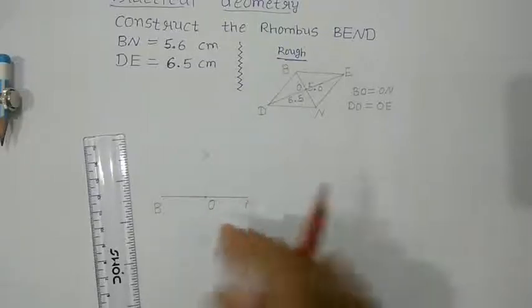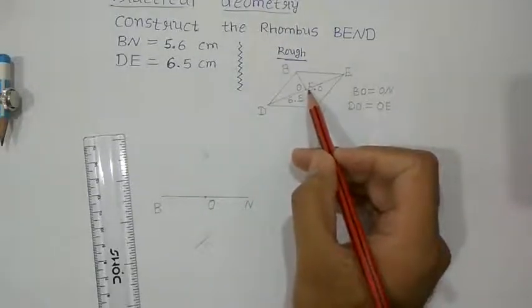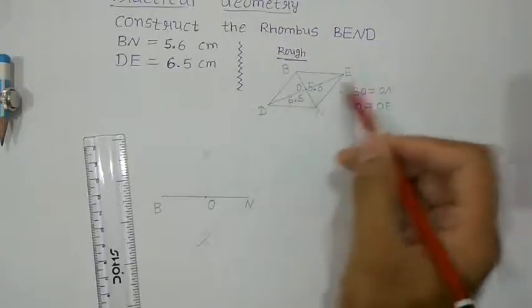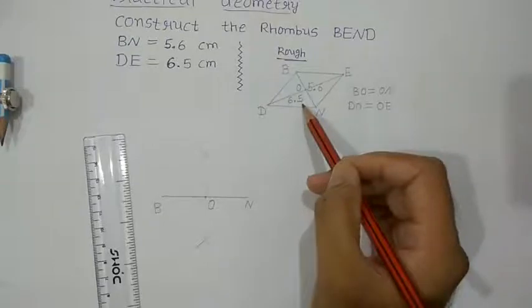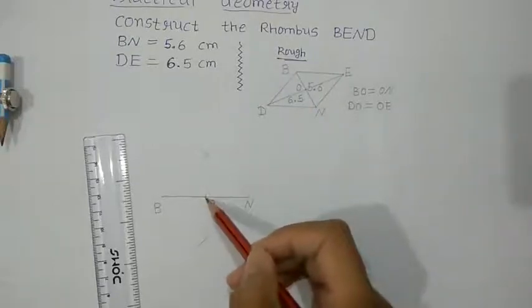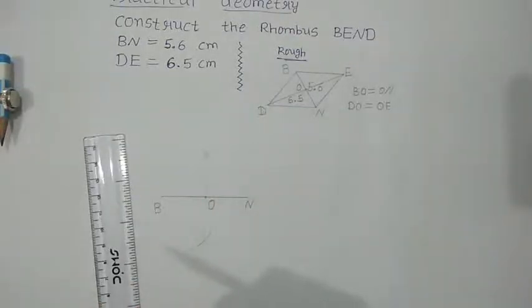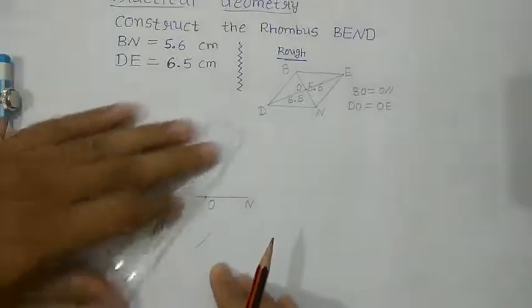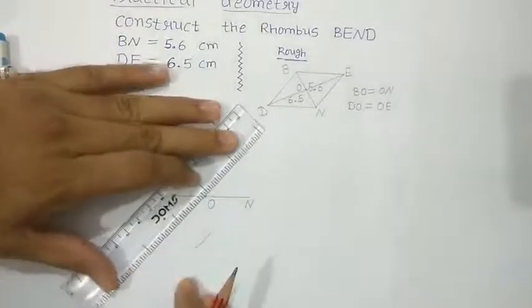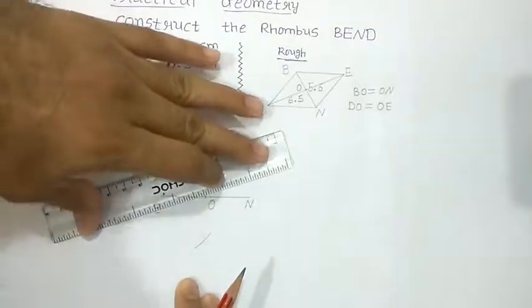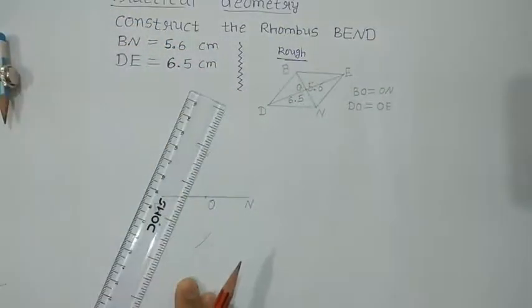So in this way we get the value of this midpoint. Now we know that the other diagonal, DE, which is 6.5 centimeter, is passing through this point, right? So how can we construct this? How to draw this diagonal? Can we draw it here like this? Can we draw it here like this? Can we draw it like this? No, we cannot draw it in this way.